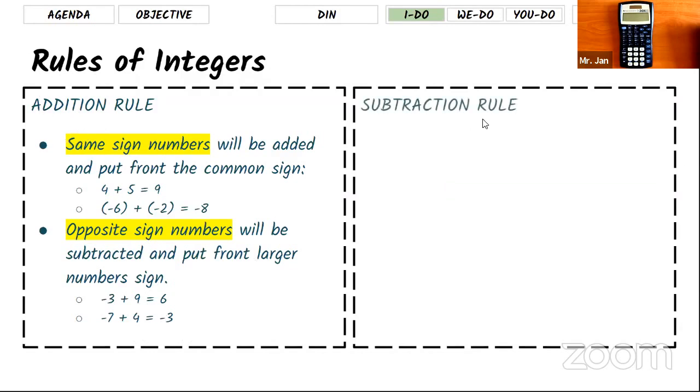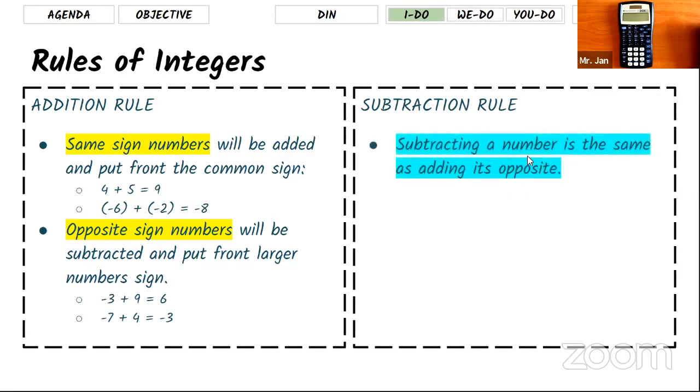And about the subtraction rule, there is only one rule for subtraction, and there was a statement, if you remember, I told you, if you understand the statement well, that means you understand subtraction perfectly, okay? So the statement was: subtracting a number is the same as adding its opposite. So if you subtract anything, actually it's the same thing as adding the opposite of that number, okay? Let me show you an example.